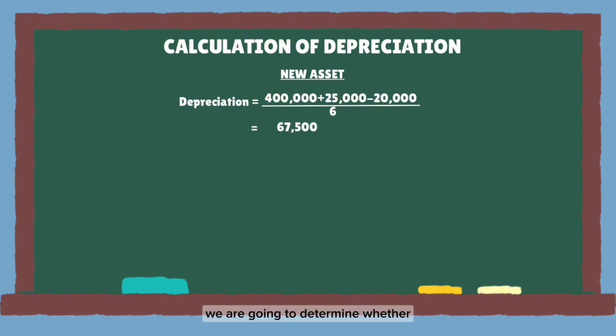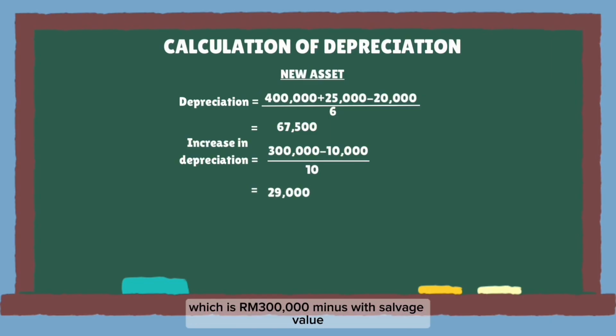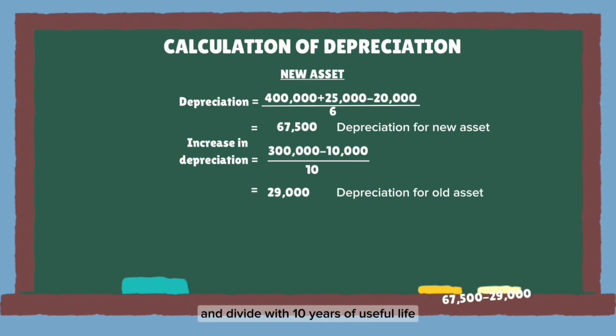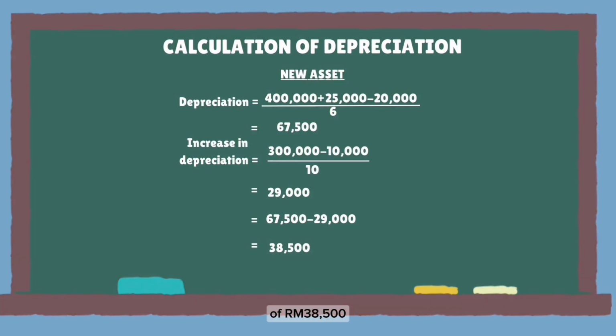Next, we are going to determine whether there is an increase in depreciation. We compare the depreciation of the old asset and the new asset. The depreciation of the old asset is 29,000 ringgit, which is 300,000 ringgit minus salvage value and divided by 10 years of useful life. The depreciation of the new asset is 67,500 ringgit, which we calculated previously, and there is an increase in depreciation of 38,500 ringgit.